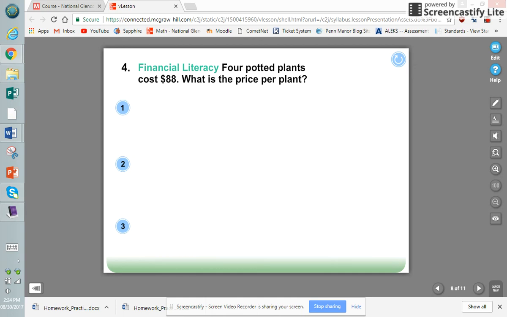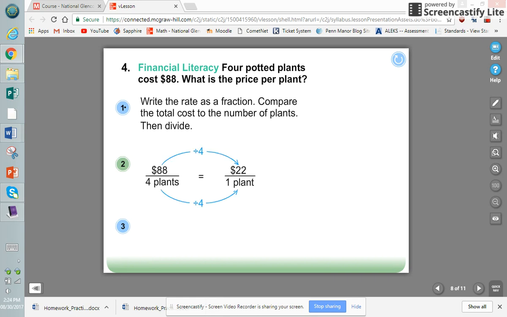Here we go. 4 potted plants cost $88. What's our price per plant? All right. Look at the board. There we go. First, we're going to write it as a fraction. We also saw those yesterday, comparing the total cost to the total number of plants. And then we're going to divide. All right, take a look how that looks. So we wrote $88 per 4 plants.